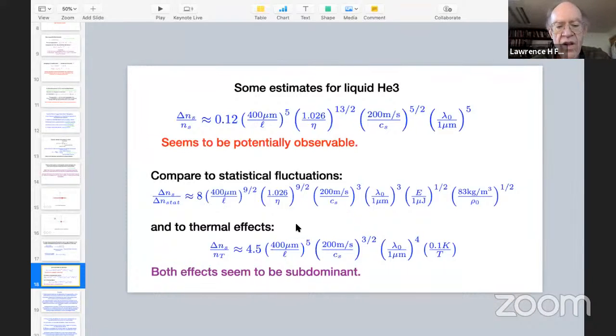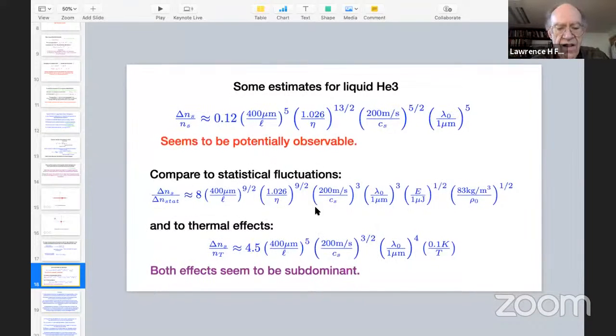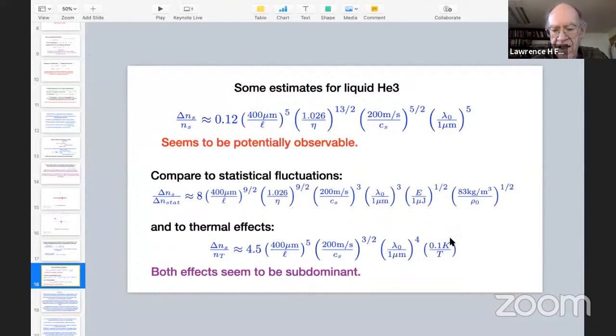You also want to make sure that it's different from the thermal fluctuations just due to finite temperature. But that's okay. If you go down to temperatures below about 1/10 of a Kelvin, then in fact the thermal effect will also be suppressed. So potentially you could observe this.